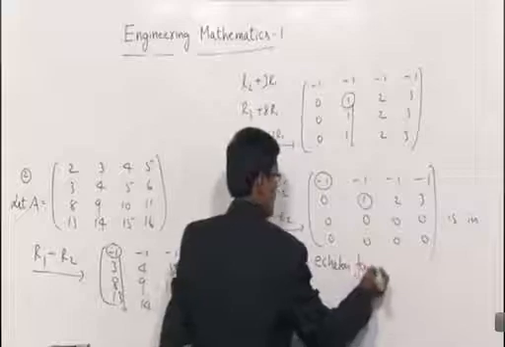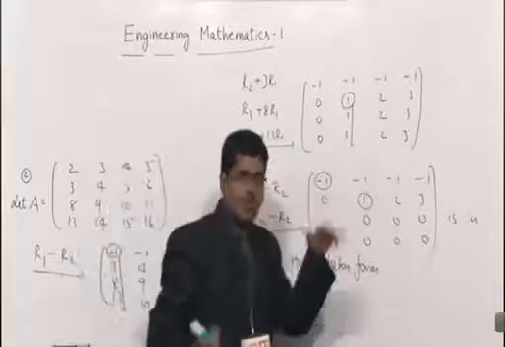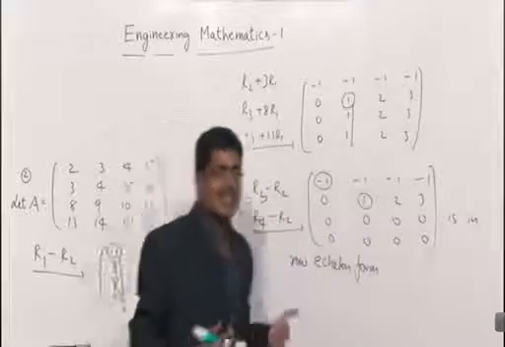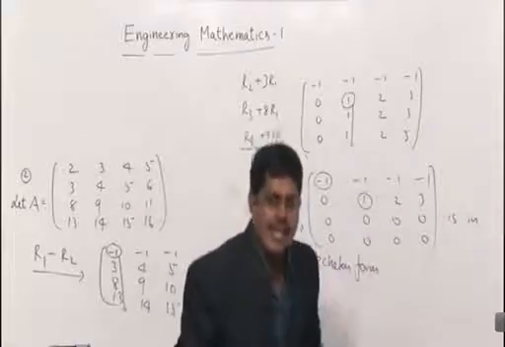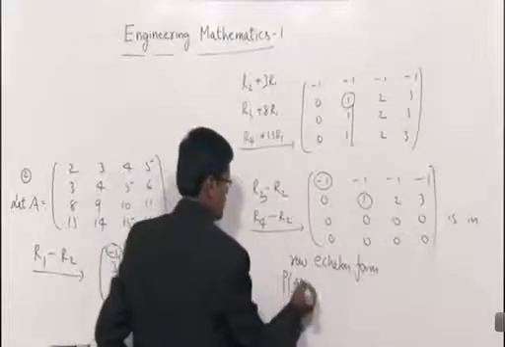So what is the procedure for finding rank after reducing it to row echelon form? The number of non-zero rows, that means the number of circles. Each circle indicates the first non-zero element in a row. Therefore, rank A is equal to 2.